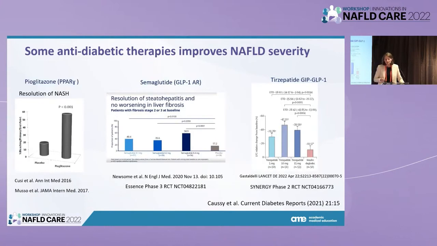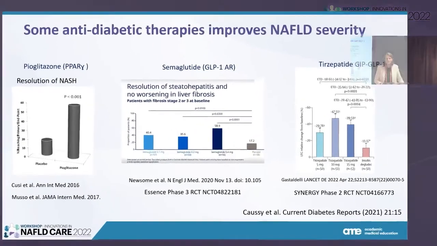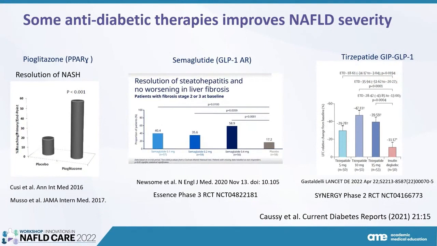So what about the other way around, and what is the impact when we treat, for example, type 2 diabetes? We know that there are some anti-diabetic therapies that can improve NAFLD severity. Pioglitazone, for example, I'll just show you one slide of the effect of pioglitazone on the resolution of NASH in the study from Cusi with patients with diabetes and prediabetes. There is a pretty strong effect of pioglitazone in the resolution and improvement of NASH histology.